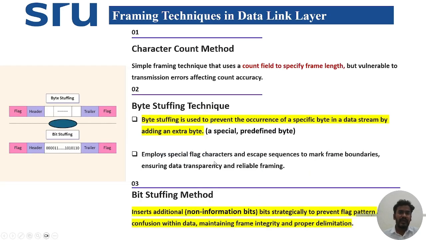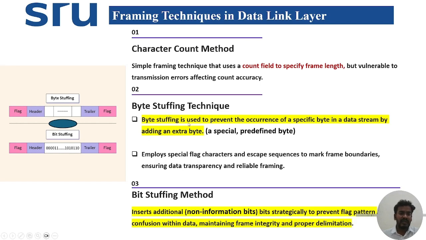Coming to the framing techniques in the data link layer, we have a simple framing technique that uses a count field to specify the frame length, but it is vulnerable to transmission errors that affect count accuracy. In the framing techniques, there are two techniques available: one is the byte stuffing technique, another is the bit stuffing technique.